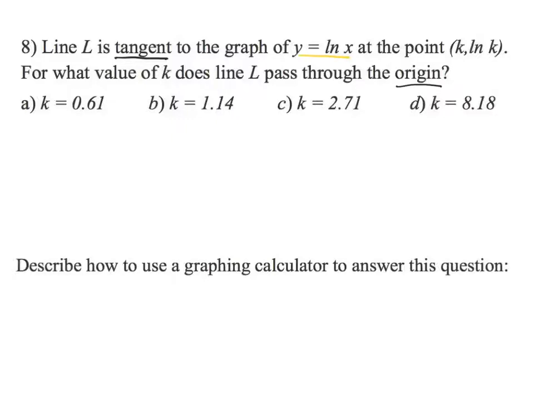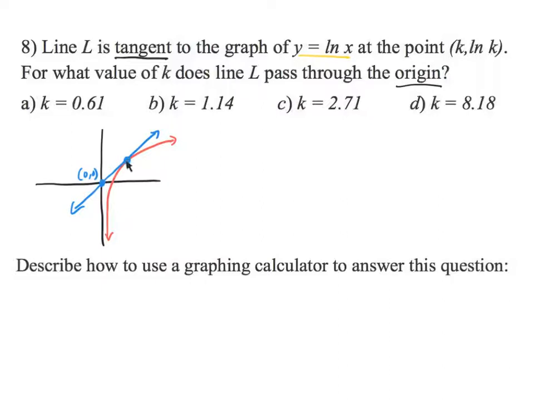So let's think about this. If we were to draw a graph of what's happening here, we have ln x. ln x, if you graph it on your graphing calculator, looks something like this. And we want a tangent line that goes through the origin. The origin here is 0, 0. So we want a tangent line that would probably be something like that. So it hits right there, and that tangent line goes to the origin.